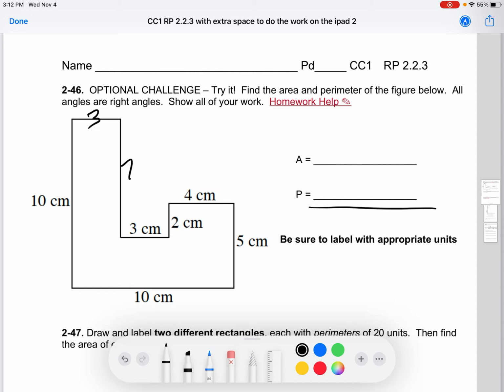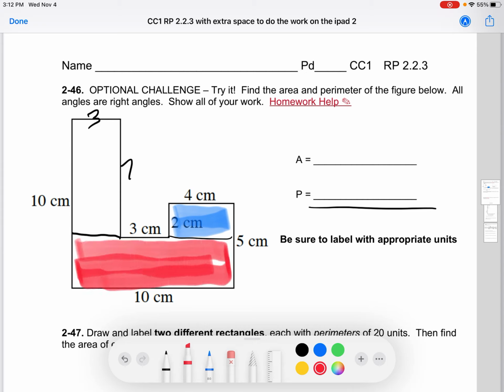I could break it down. This is just one example. I could break it down, and I know I could get that area. I could break it down, and I could do this one right here. So I have 3 rectangles. I have this rectangle that has a length of 4 and a width of 2. I have this red rectangle, which has a length of 10 and a width of, what was that number from earlier? That number was 3.